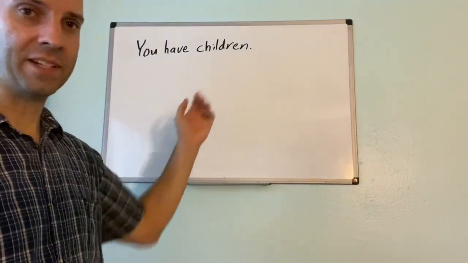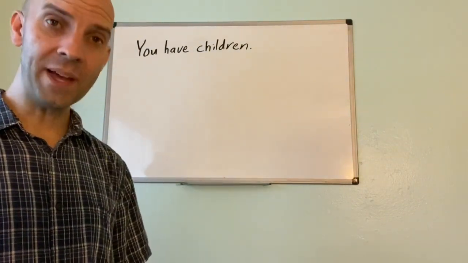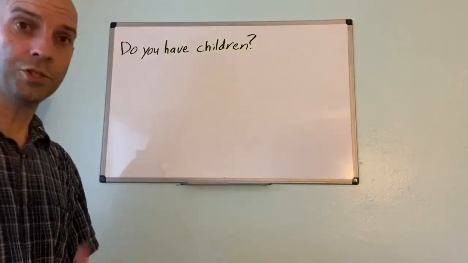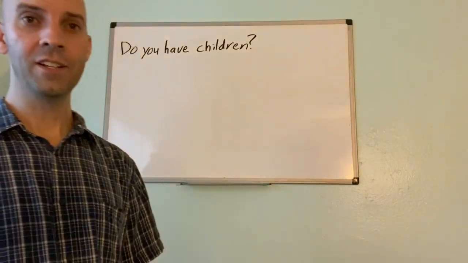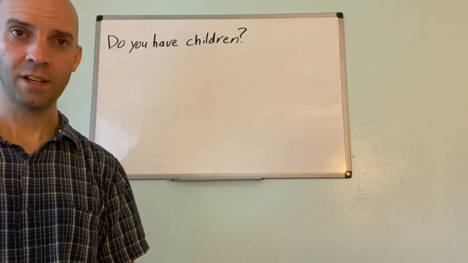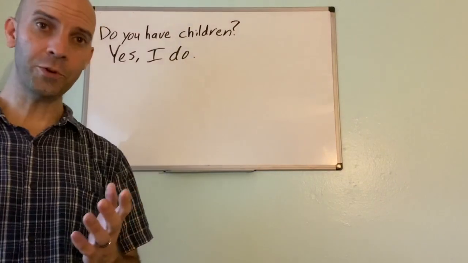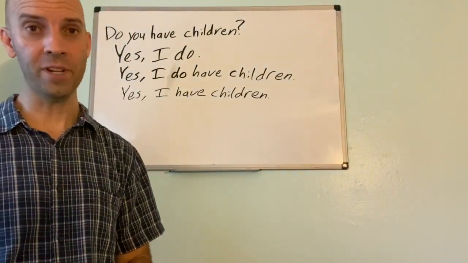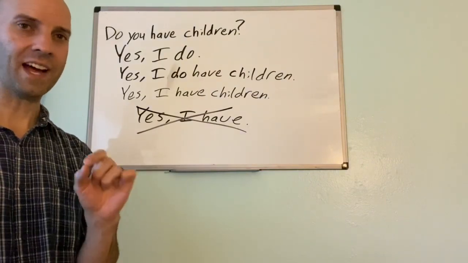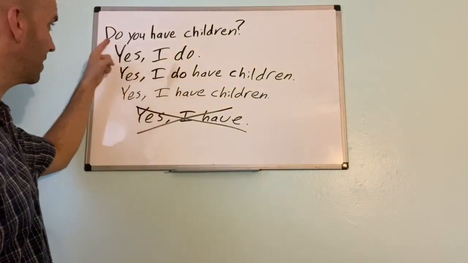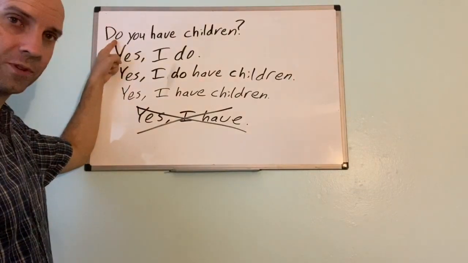This is a statement, it's not a question. To make a question in the simple present, you need to add do. Do you have children? There are different ways to answer this question. You can say, yes, I do. Yes, I do have children. Yes, I have children, but you don't say, yes, I have. You can say, yes, I do, because in the question, we use do.